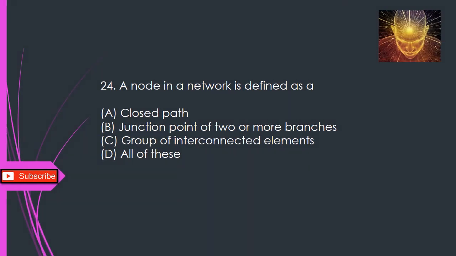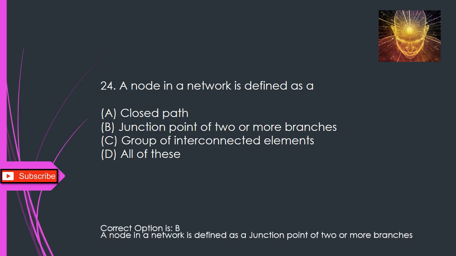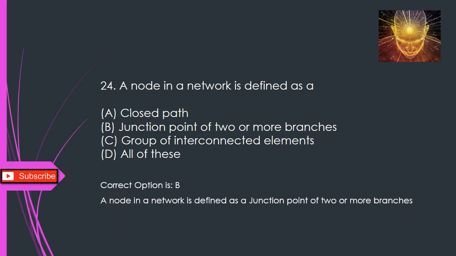A node in a network is defined as A. Closed path. B. Junction point of two or more branches. C. Group of interconnected elements. D. All of these. Correct option is B. A node in a network is defined as a junction point of two or more branches.